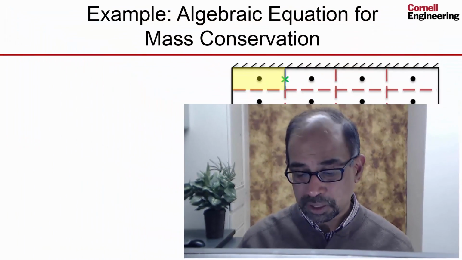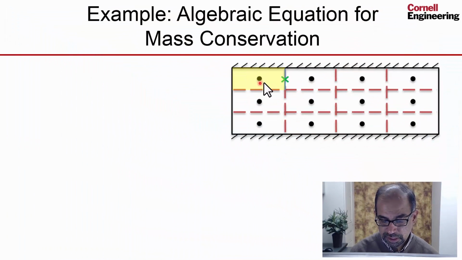As an example, let's work out the algebraic or discrete equation for mass conservation for one particular cell. I'll pick this cell, and I want to know what the volume of flow crossing each of these faces is. So I have 4 contributions to the volume of flow, and I'll set that to 0, because a net volume flow out of the cell has to be 0 for mass conservation. Mass and volume are equivalent in incompressible flow because they just differ by a constant, the density.